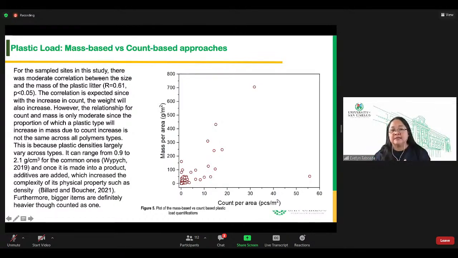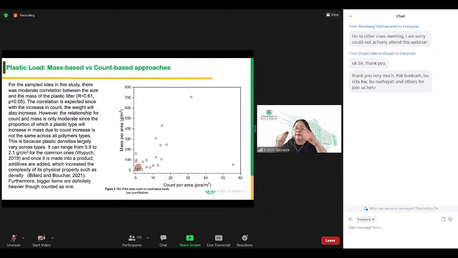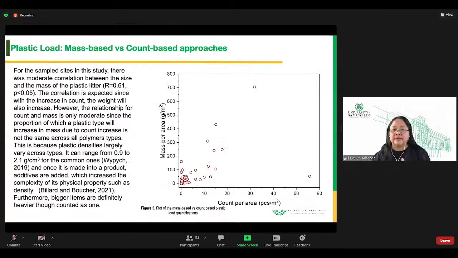It is not as straightforward as a correlation, because the plastic densities largely vary across types of plastics. The plastic densities can range from 0.9 to 2.1. So sometimes you have big plastics in terms of size, but they have less weight because they have lower density. And you could also find a smaller plastic, but it is heavy because it is of a different type. But anyway, we could see a moderate correlation. So the more plastics we can see in terms of number, the mass would definitely increase in terms of kilograms or grams.